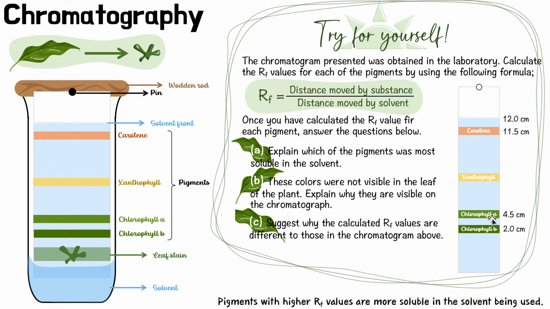Maybe there's another kind of plant that has a lot of this carotene and very little of these, and that one will appear orange. Okay, so it depends on the concentrations. Okay, now suggest why the calculated RF values are different to those in the chromatogram above.